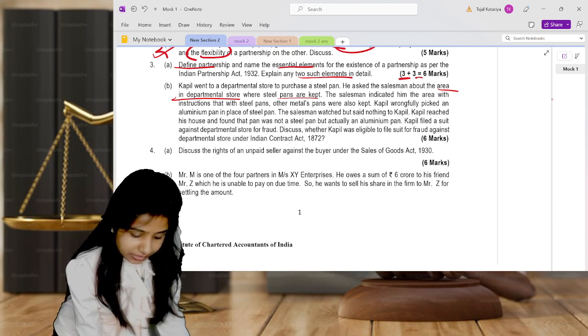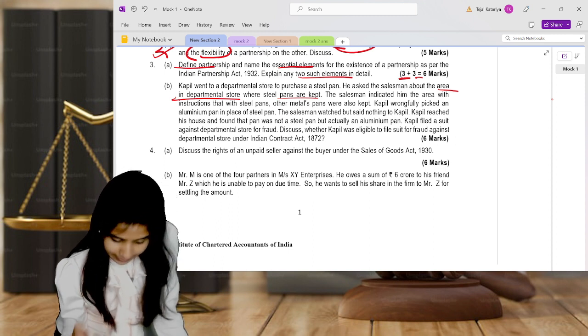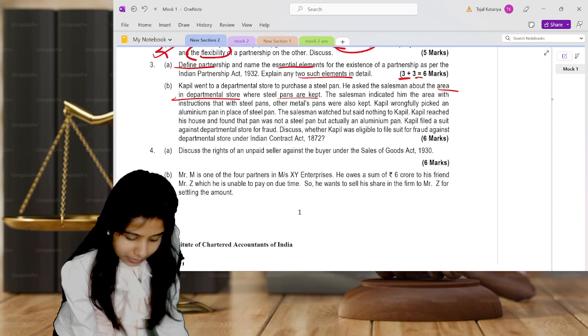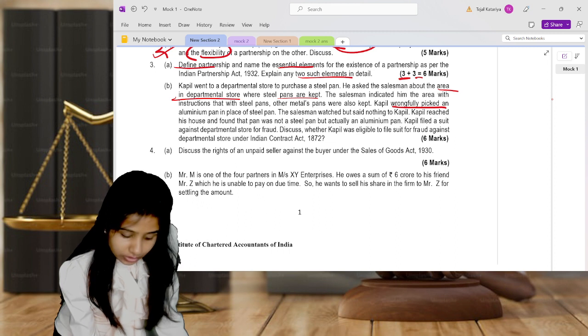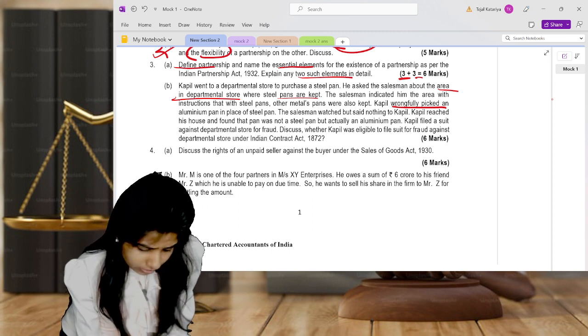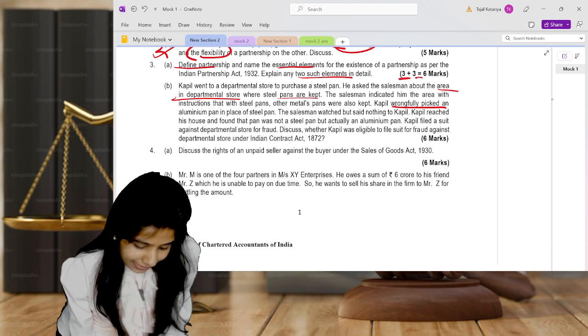Now the salesman indicated to him the area, with the instruction that along with the steel pans, other metal pans were also kept. Now Kapil wrongfully picked the aluminium pan in place of the steel pan. The salesman watched, but he said nothing to Kapil. Kapil reached his house and found that the pan was not a steel pan, but actually aluminium.